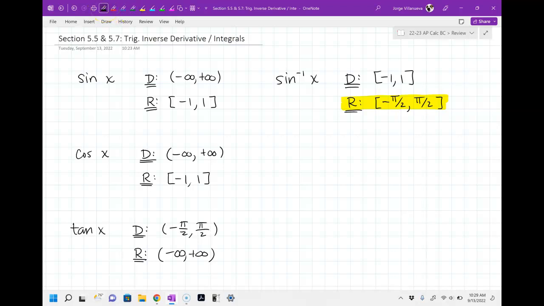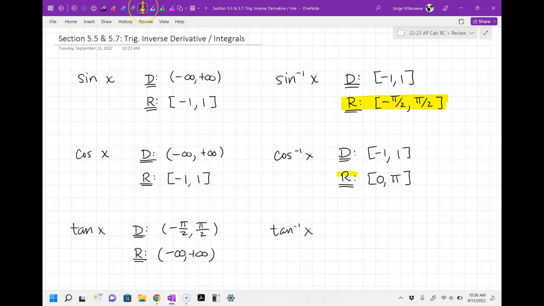Cosine inverse: your domain is going to be from -1 to 1, and your range is going to be from 0 to pi. So notice, the sine inverse function exists in quadrants 1 and 4. The cosine inverse function exists in quadrants 1 and 2.